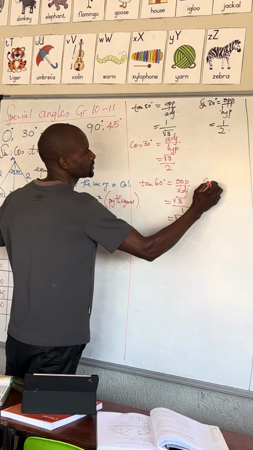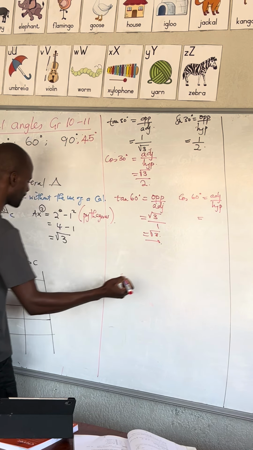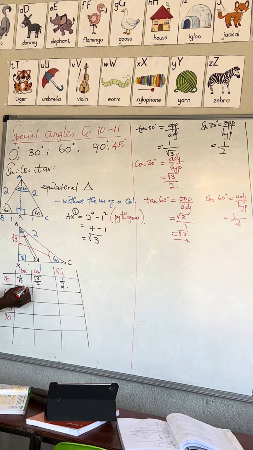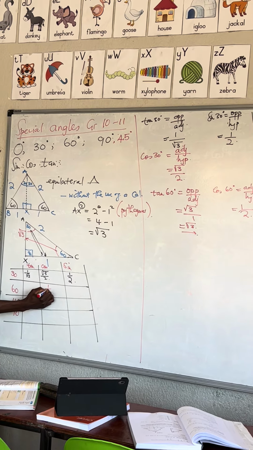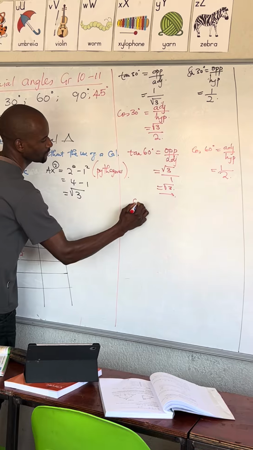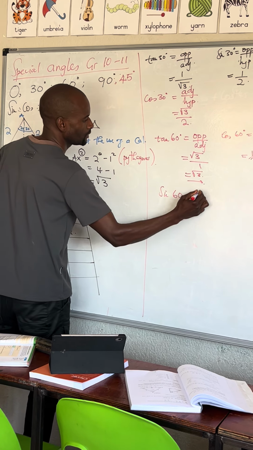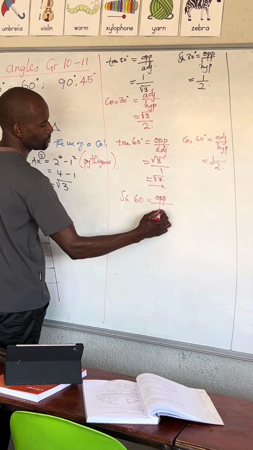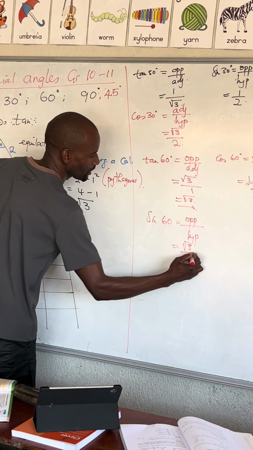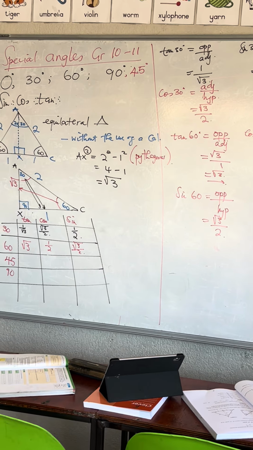Then we can also do cos 60. Adjacent over hypotenuse. Our adjacent for 60 is 1, and our hypotenuse is 2. So we know that cos 60 is half, tan 60 is √3, and then sin 60 is opposite over hypotenuse. Our opposite is √3 and our hypotenuse is 2. So we can write here √3 over 2. So that's what's happening there.